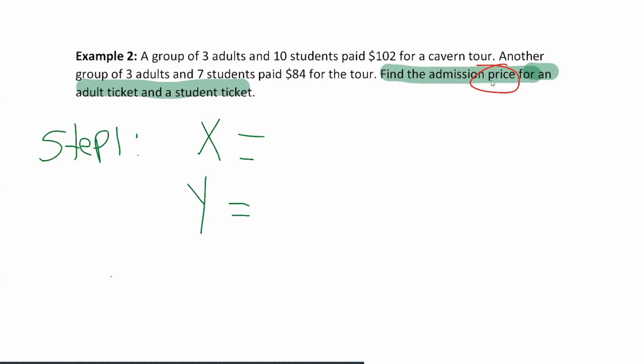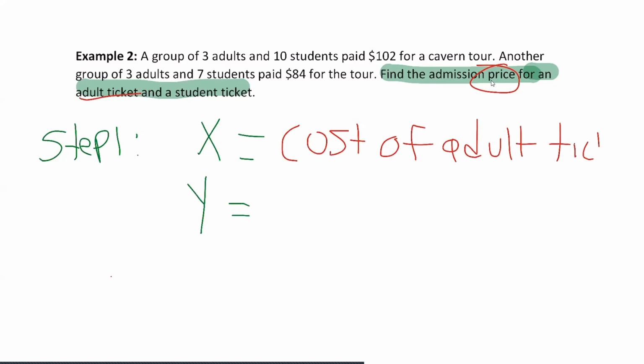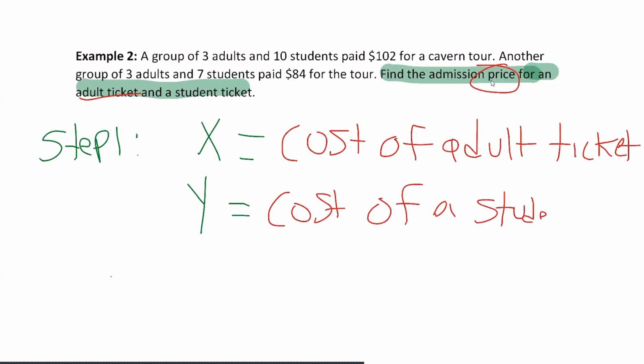So I usually go in the order of the question. So I'm gonna let X be the cost of an adult ticket. And I'm gonna let Y be the cost of a student ticket. Okay, so that's what we're trying to find. We're trying to find the cost of an adult ticket, the cost of a student ticket. So that's our first step.